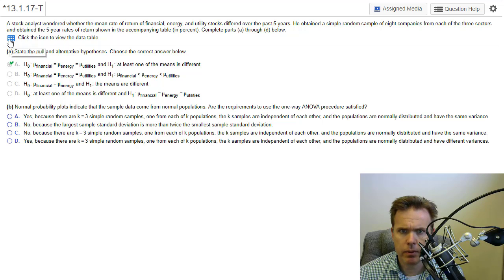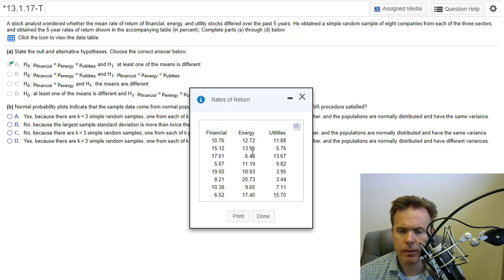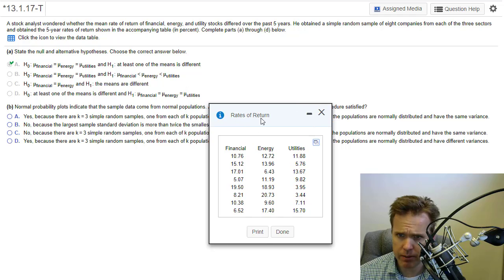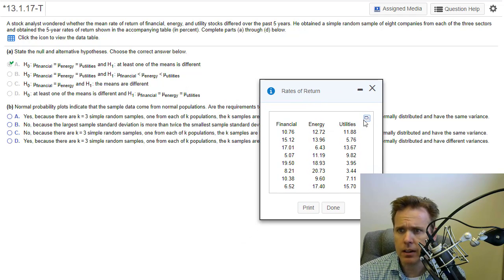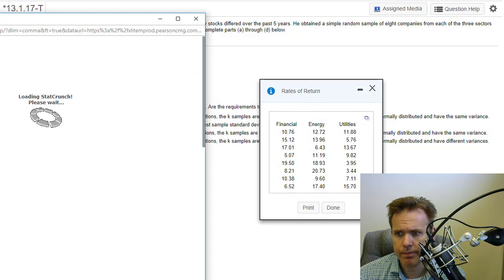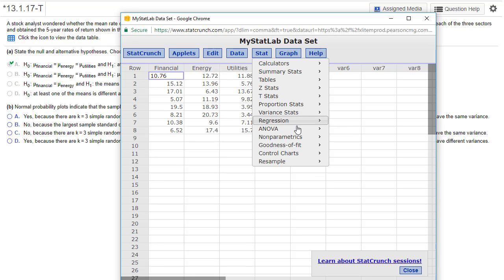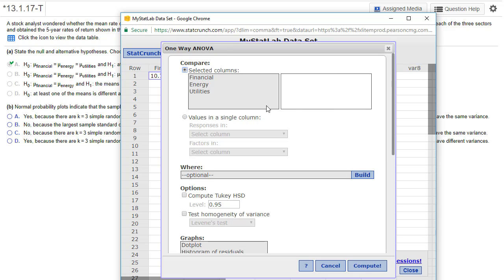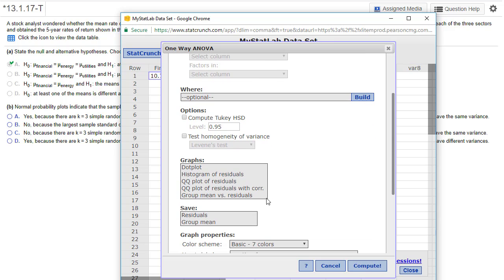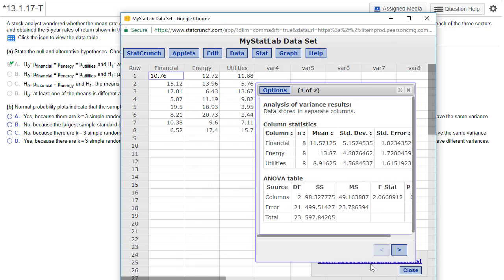So let's click on the data table. We don't have to do this because they tell us, but let's go ahead and run through it. You're getting this for free. I'm going to open this up in StatCrunch and run the ANOVA, Stat, ANOVA, one way. Just select them all, and then down here, QQ plot of residuals with correlation. So compute.